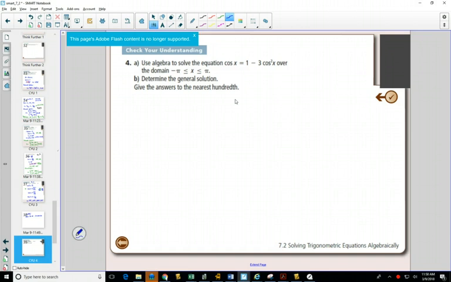Use algebra to solve this equation over the domain negative pi to pi. So, looking at this equation, we've got a quadratic equation. When we have a quadratic equation with a cosine squared and a cosine, or a sine squared and a sine, how do we solve quadratic equations? Well, we move everything over to one side and make it equal to 0. Once we've made it equal to 0, the next thing we would try to do is factor it.